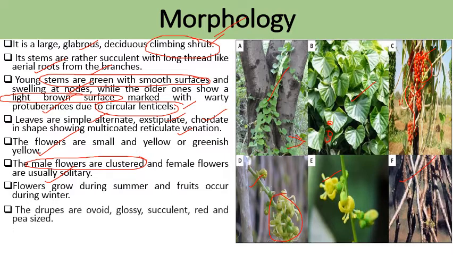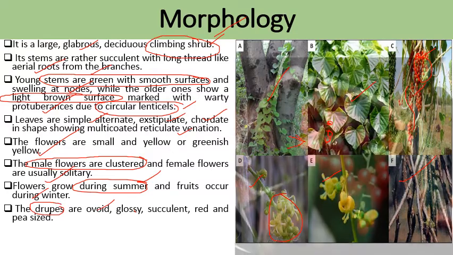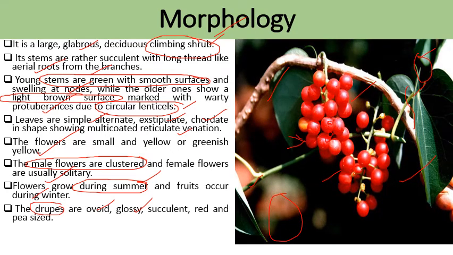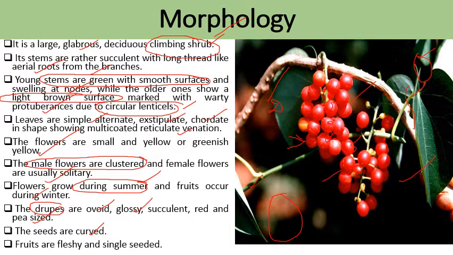This is the stem. Flowers grow during summer. Summer में flowers grow करते हैं and fruit occurs during winter. The drupes, the fruits, are ovoid, glossy, succulent, red and pea size. तो ये जो fruits हैं ये pea size होते हैं, red color के, that we can see. And the term used for these fruits is drupes. The seeds are curved. जो seeds होते हैं इसके अंदर they are curved, वो moon shape होते हैं. And fruits are fleshy and single seeded. जो fruits हैं वो fleshy हैं, इसके अंदर एक ही seed present होता है.